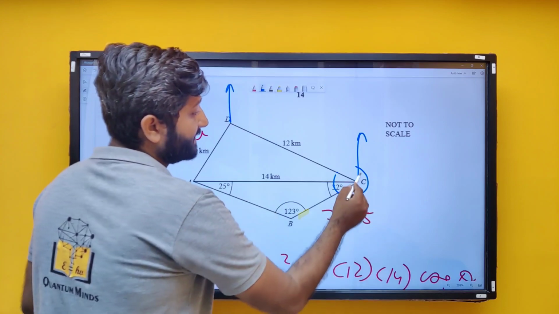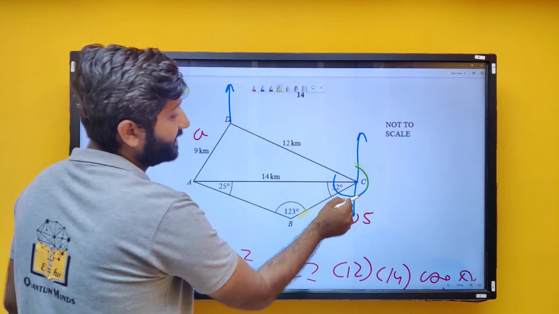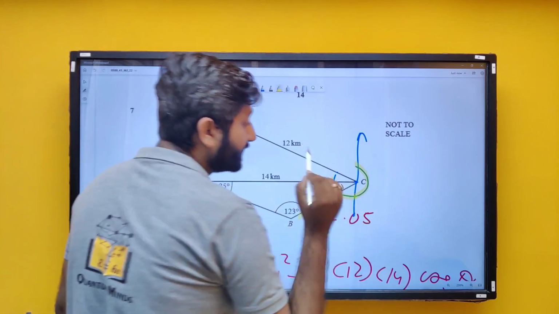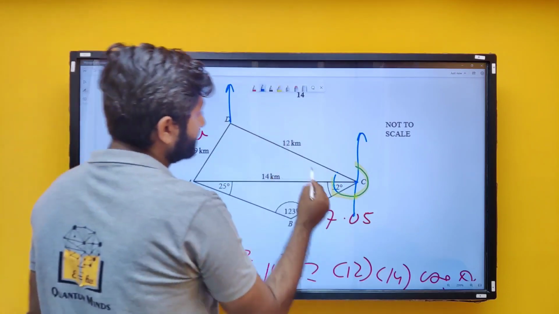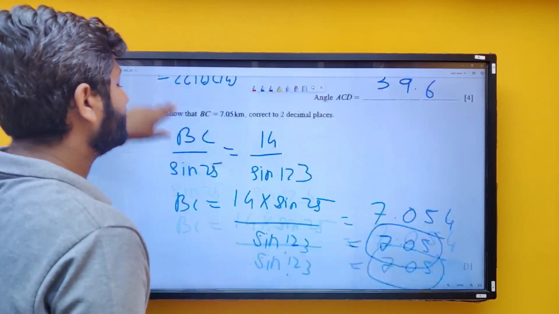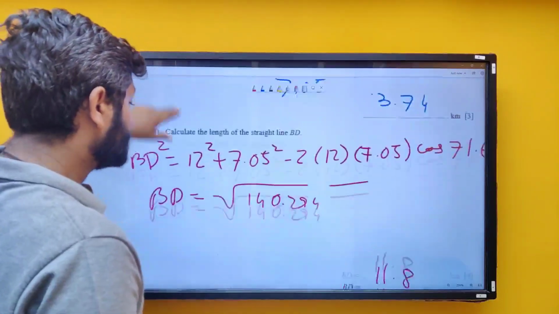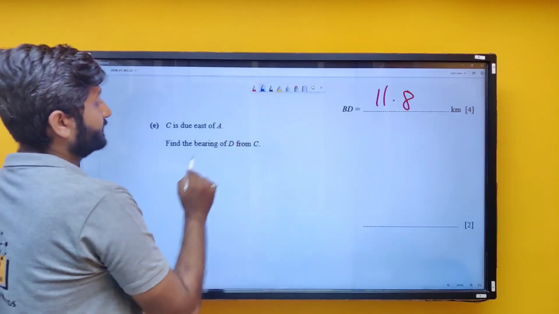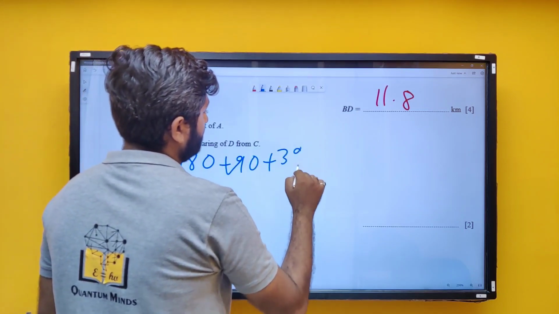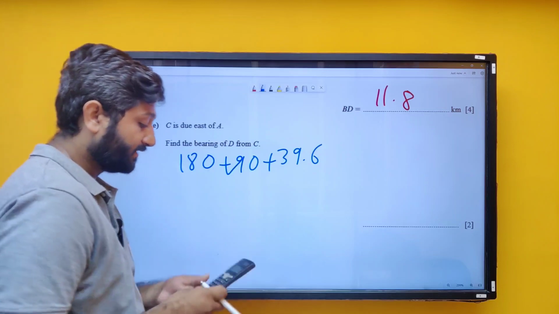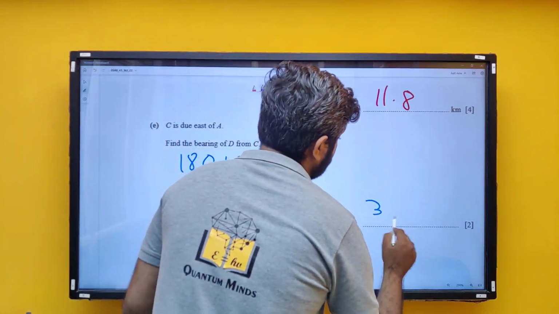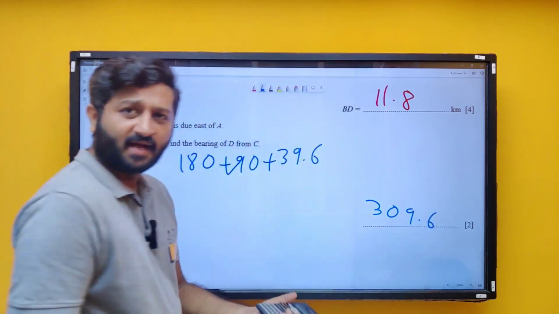So let's say this portion will be 180 degrees. As C is due east of A, this is going to be 90 degrees. And this angle we have just found out is 39.6. So my bearing is going to be 180 plus 90 plus 39.6, which is 270 plus 39.6, which is 309.6. That is my answer.